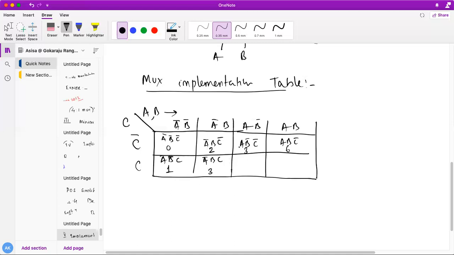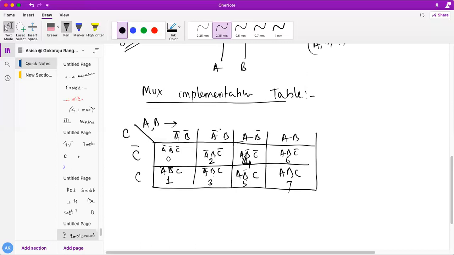Sorry, A bar, B, C means 0, 1, 1, which is 3. And this is A, B bar, C bar, which is 1, 0, 0, that is 4. Next, this one is A, B bar, C, which is 5. Next, A, B, C, which is 7. So we have got all these minterm positions.